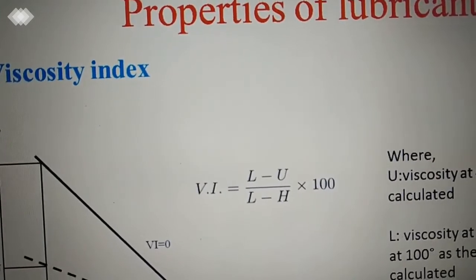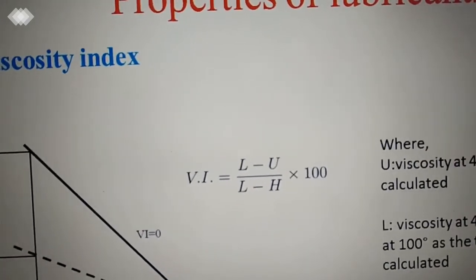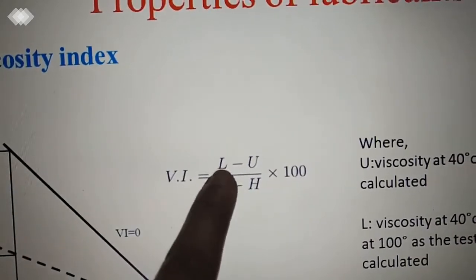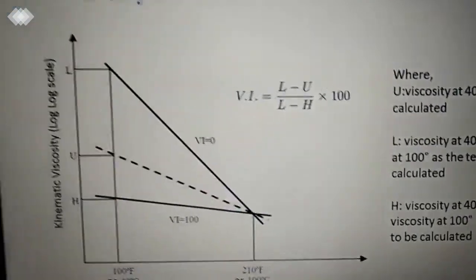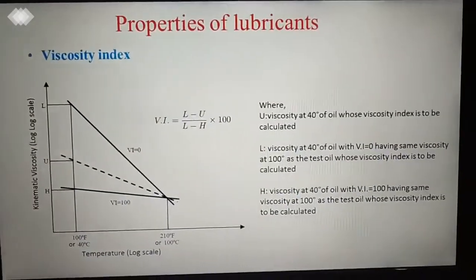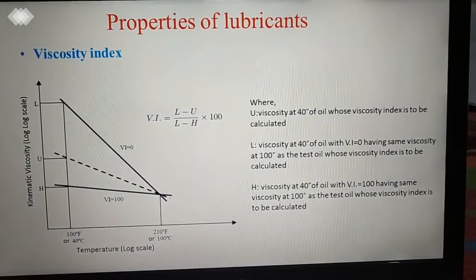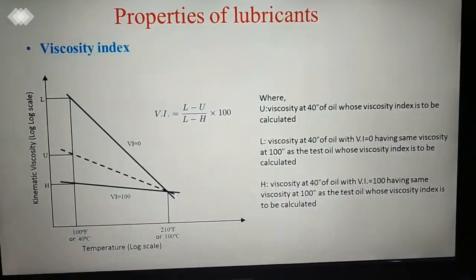So here is the equation to find out the viscosity index. Viscosity index is equal to L minus U divided by L minus H, into 100, where U is the viscosity at 40 degrees of the oil whose viscosity index is to be calculated.